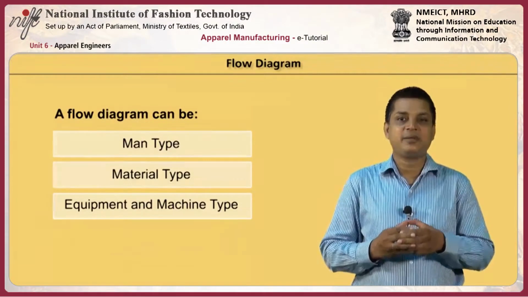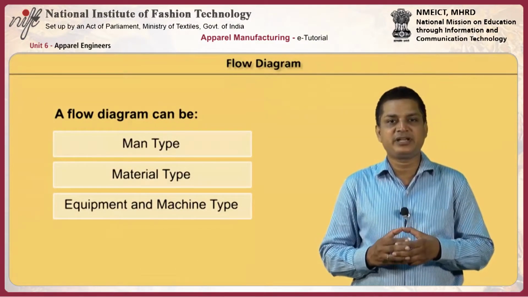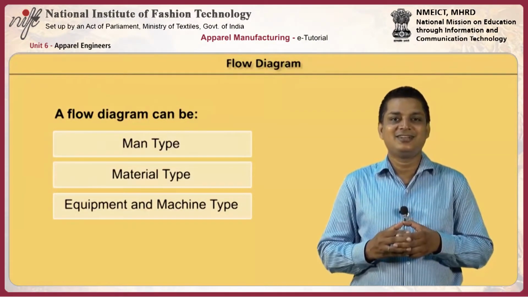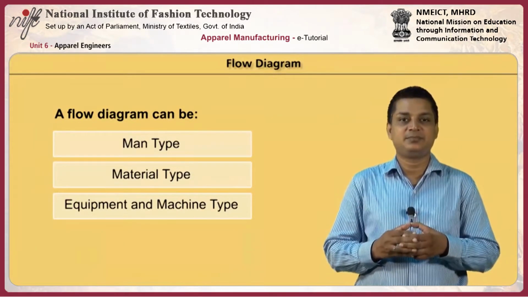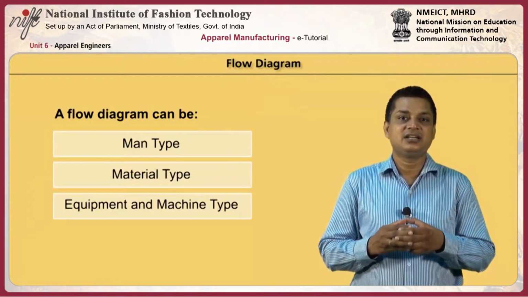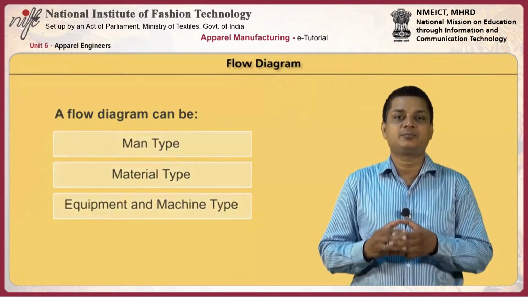A flow diagram can be man type, material type, equipment and machine types. It is a graphical or symbolic representation of a process. Each step in the process is represented by a different symbol.